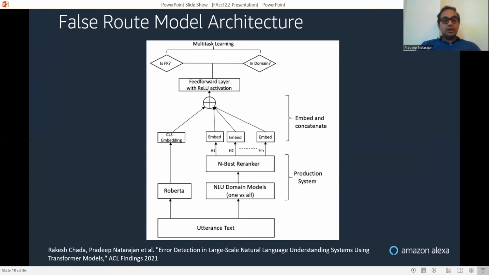So essentially, we are training the model to predict two things. One is, is a particular utterance a false route? And the second is, is it in the domain that we are interested in?